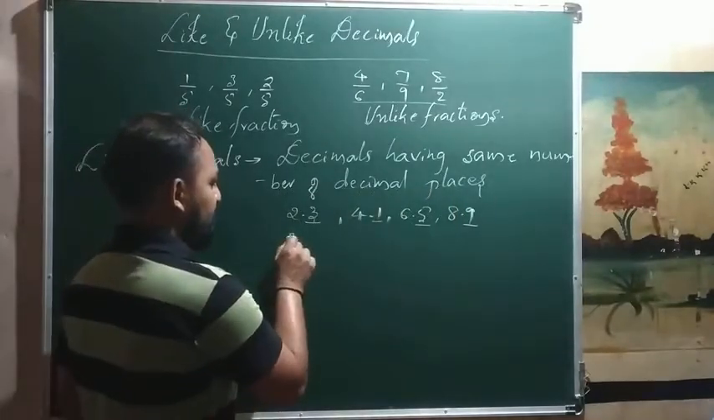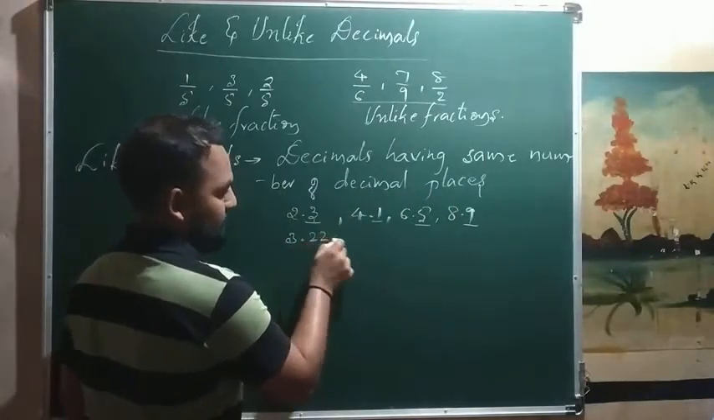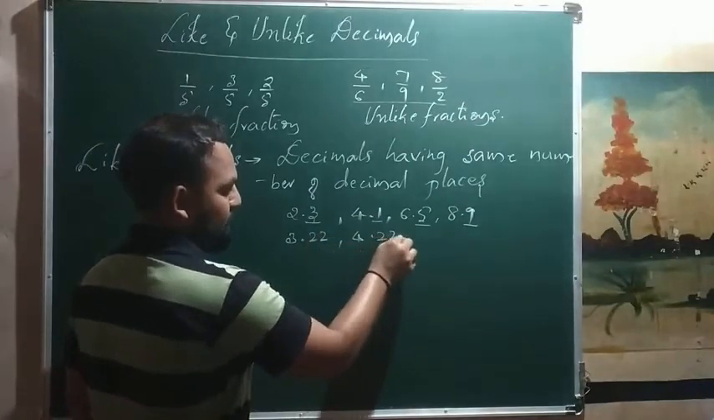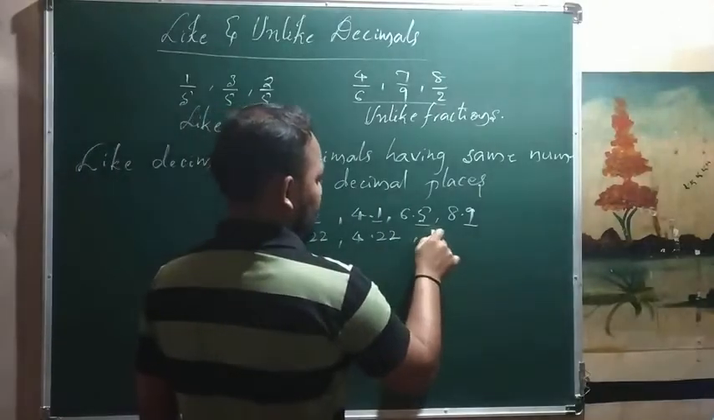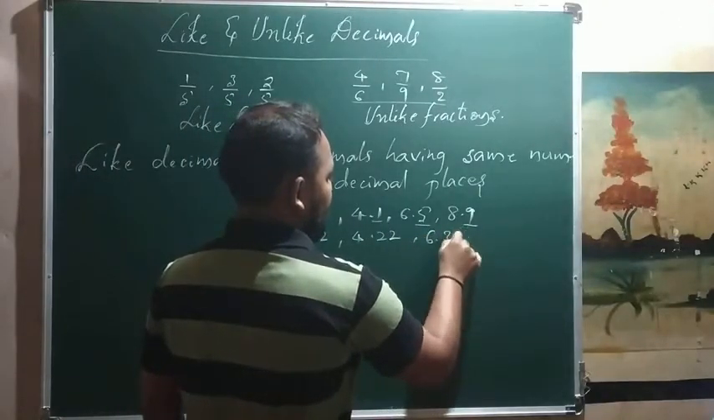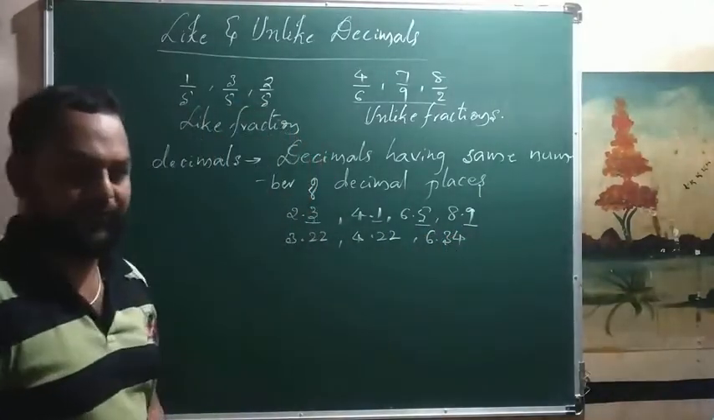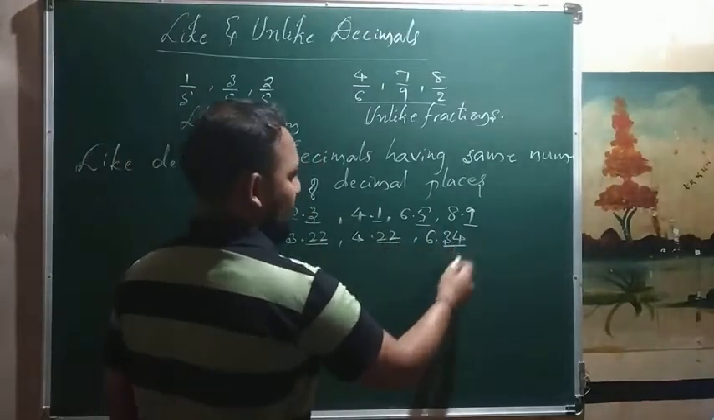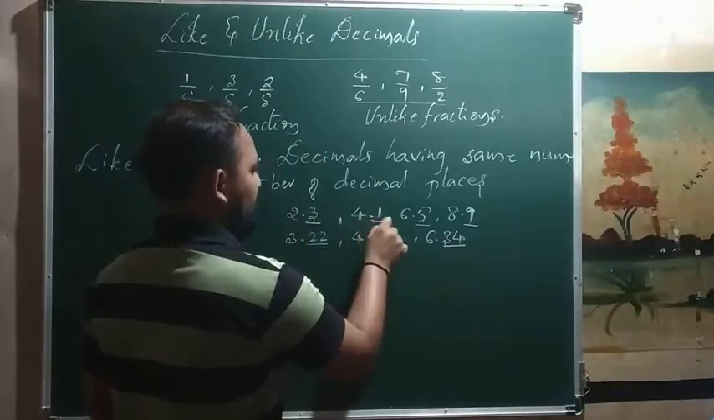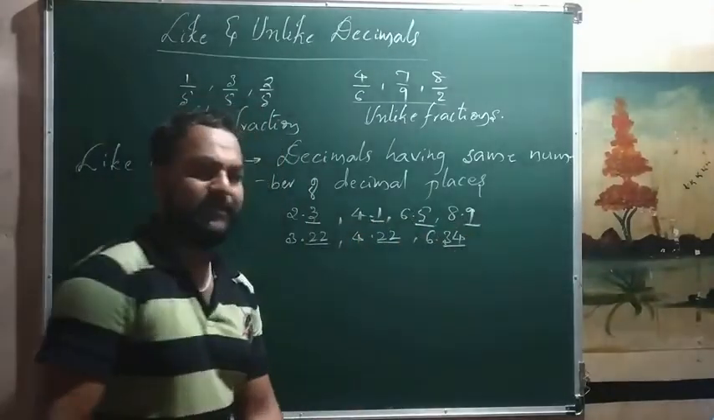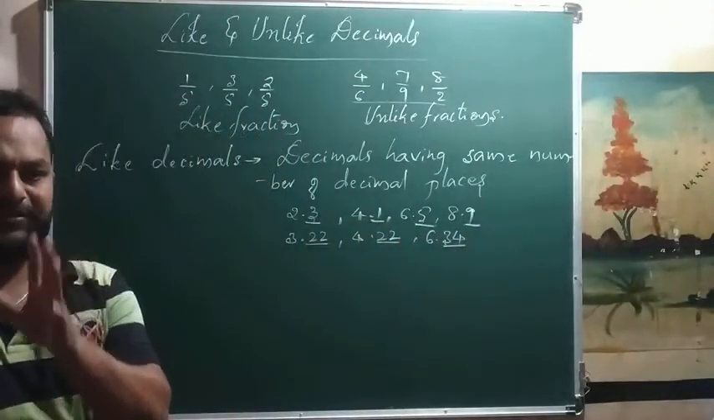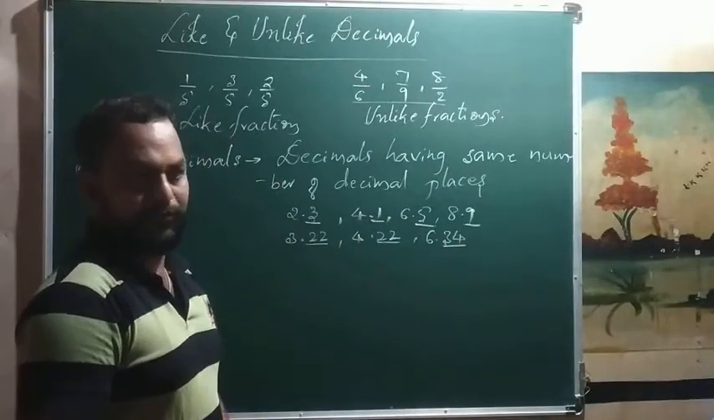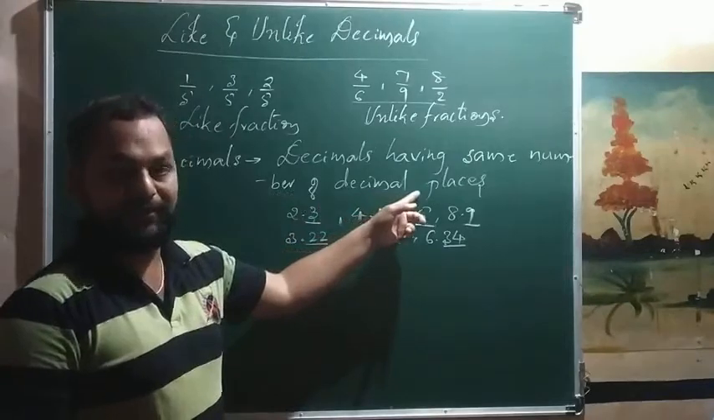Here, 3.22, 4.22, 6.34. After the decimal point, how many places? Here, 2 places, 2 places, 2 places. Earlier, 1 place each. Then these are the like decimals, with the same number of decimal places.